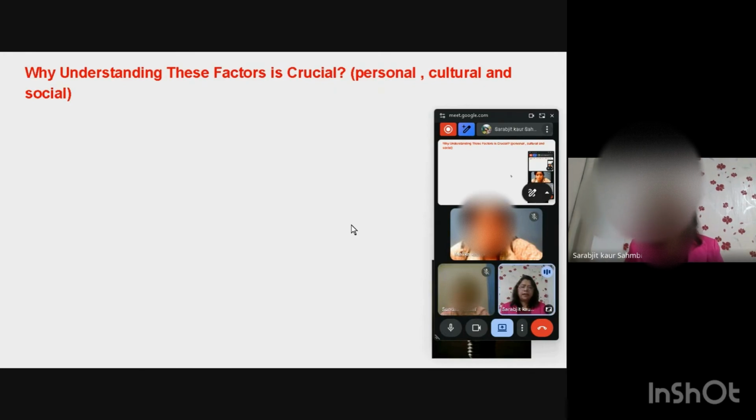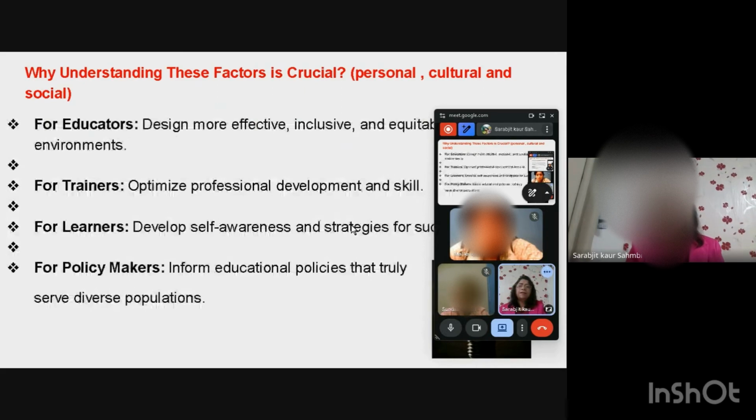Okay, right. All right. So yeah, that's what I'll explain. Yeah, it's correct. So now the crucial factors. Now we will see first, as an educator, for teachers, it is very effective to design your lessons and make an inclusive classroom and equitable environment. Okay. And now if you go for the trainers, it optimizes professional development and skills. Okay. Now according to learners, why it is crucial: develop self-awareness and strategies for success.